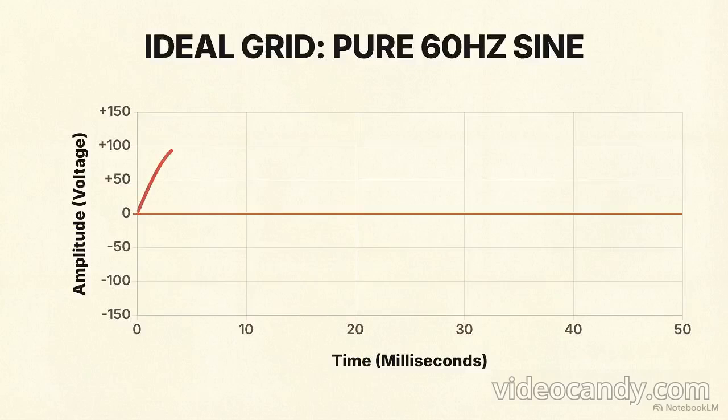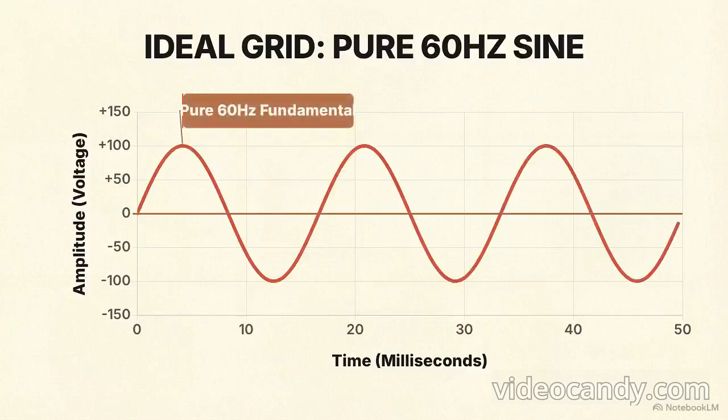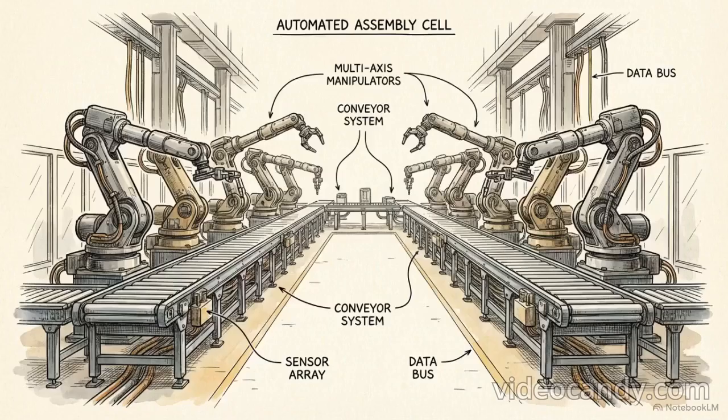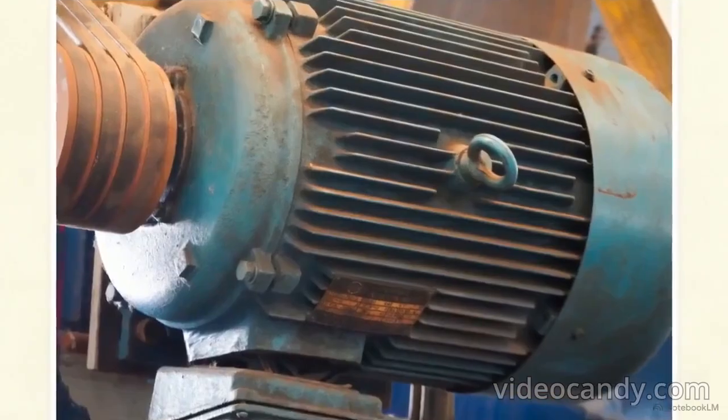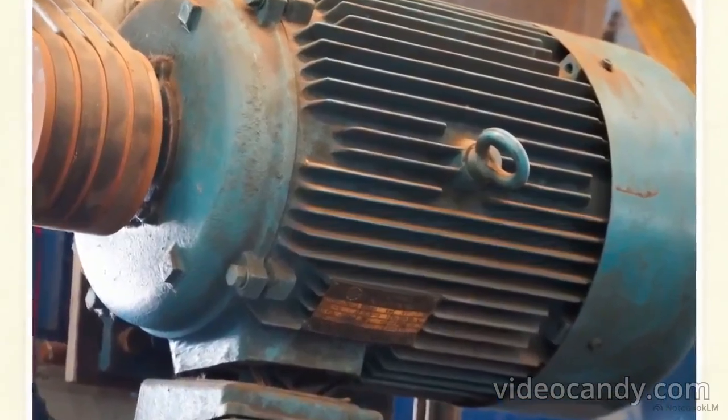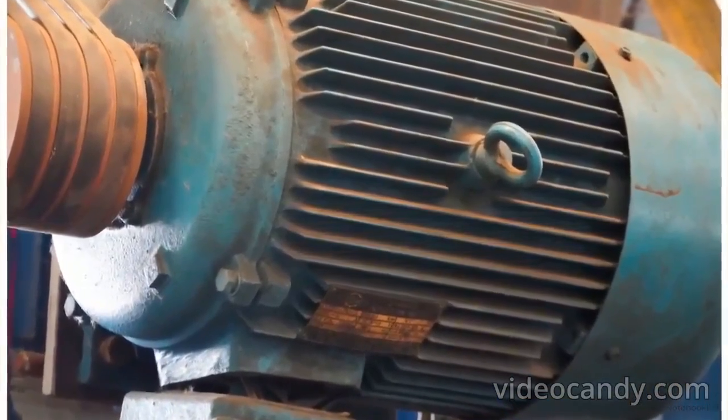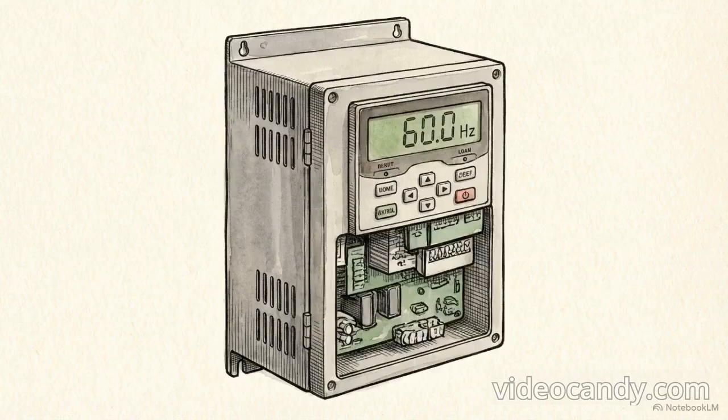The ideal electrical grid operates on a perfect, continuous sine wave, a pure 60 Hz alternating current. But modern industrial production relies on precision. The standard AC induction motor requires exact speed control to match fluctuating load demands. Otherwise, it wastes massive amounts of energy. Engineers achieve this efficiency using variable frequency drives, or VFDs.